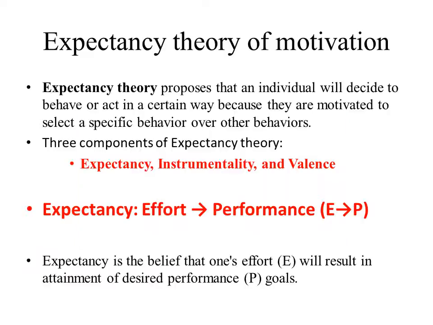Now, next, we are going to see the fourth and the last model of motivation, and that is the expectancy theory of motivation. Expectancy theory proposes that an individual will decide to behave or act in a certain way because they are motivated to select a specific behavior over other behaviors.